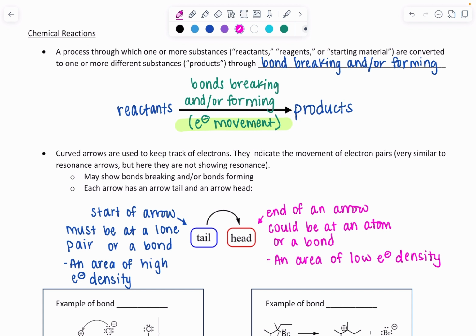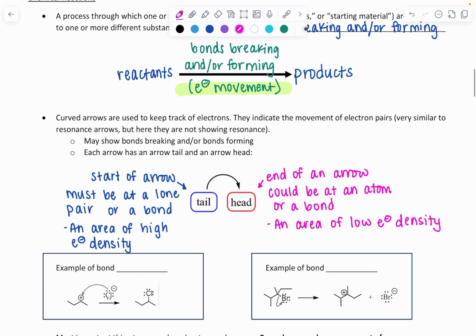So the most important thing to remember about curved arrows is that they show the movement of electrons. When you see an arrow, I want you to think about electrons, where they started and where they're going. Where they started is the tail of the arrow, where they're going is the head of the arrow.